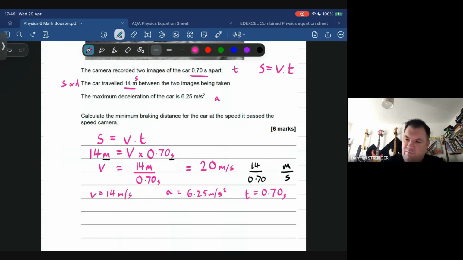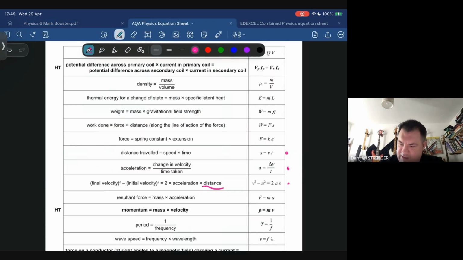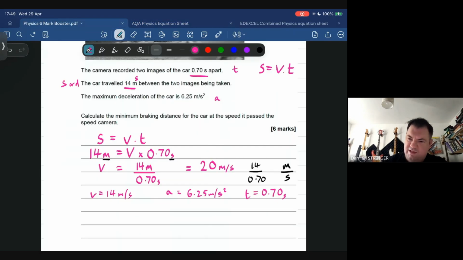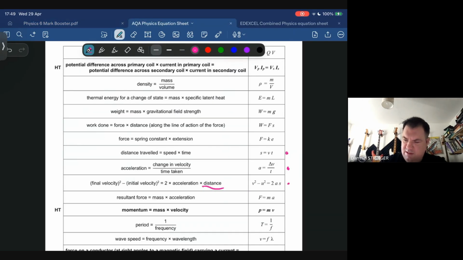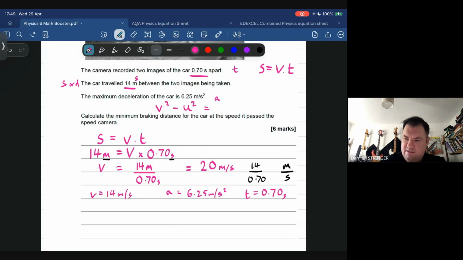So if we go back to this, we've got v squared minus u squared equals 2as. That's the only one there that's going to help us, I think. So let's just write it up here. V squared minus u squared, was that right? Equals 2as.